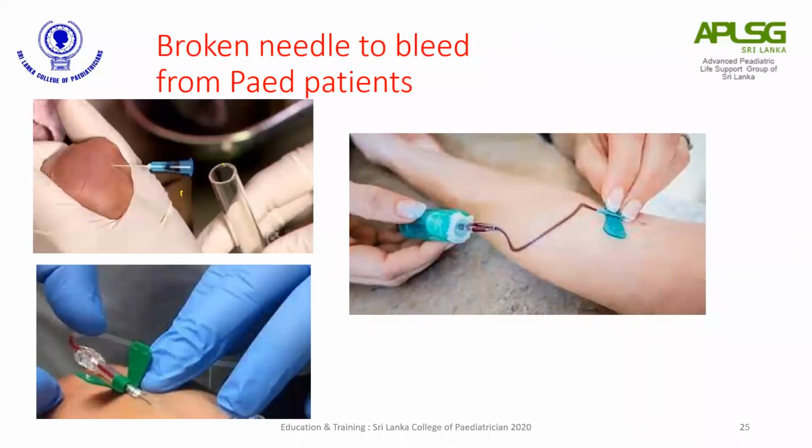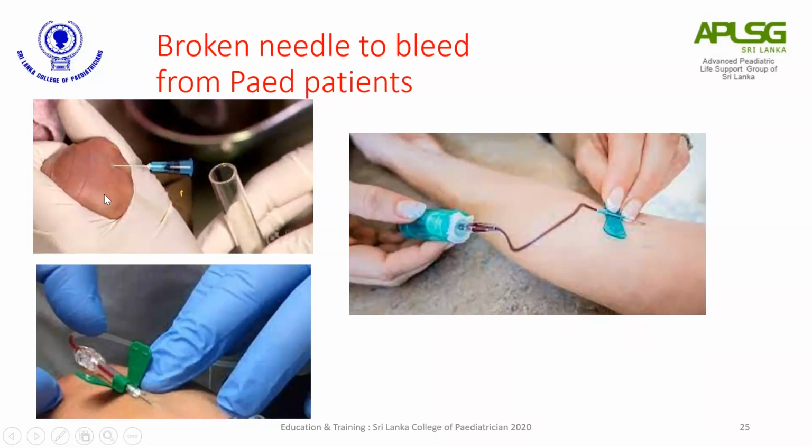Okay, so let's see how we can draw blood for investigations. In children, it's not advisable to draw blood directly into the syringe. If you are using a syringe, you can use a scalp vein cannula like this one. Or otherwise, what you can do is drip the blood directly into the tube using just the needle.